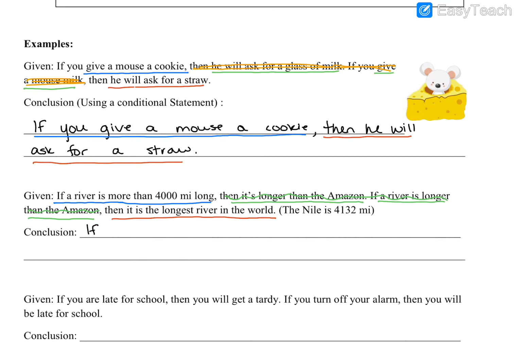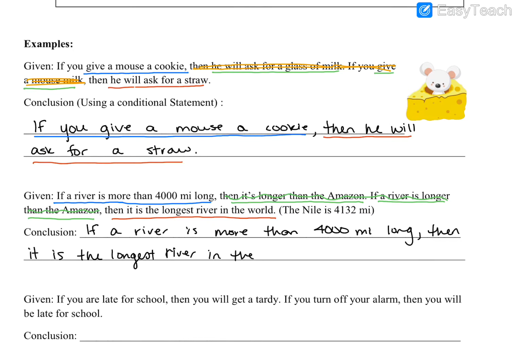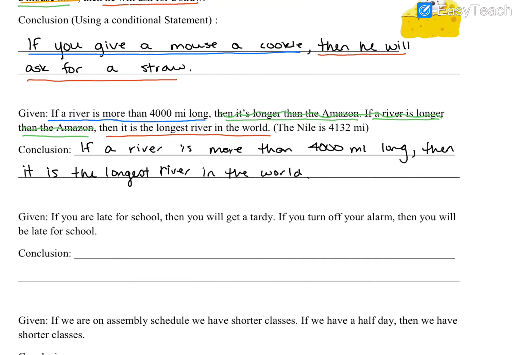So I'm going to write that down. That's my conclusion. If a river is more than 4,000 miles long, then it is the longest river in the world. Okay, and that is actually a true one, because the Nile is more than 4,000 miles long, and that's the longest river.